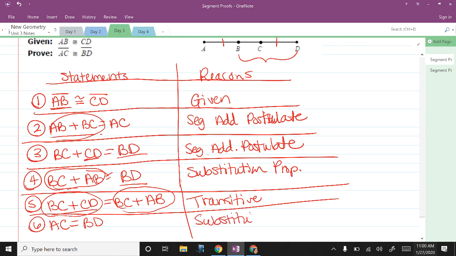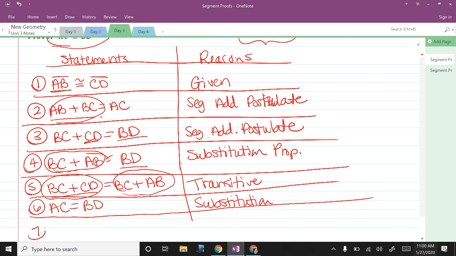Aren't y'all glad I'm doing it, not y'all? And then lastly, what am I trying to prove? They're congruent to each other. Did y'all run out of blanks yet? Okay. Y'all got one more? Good. So now finally I can say AC is congruent to BD.